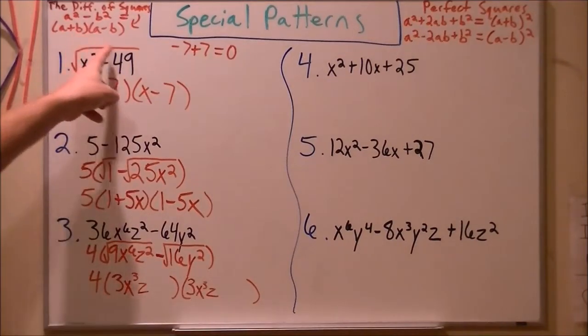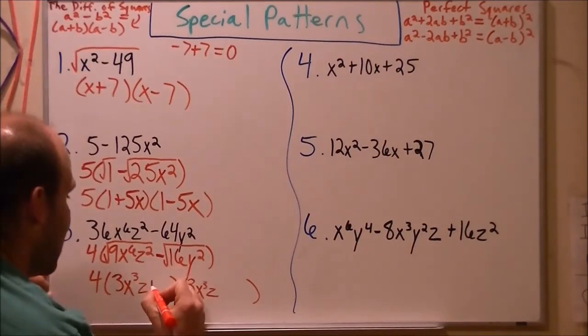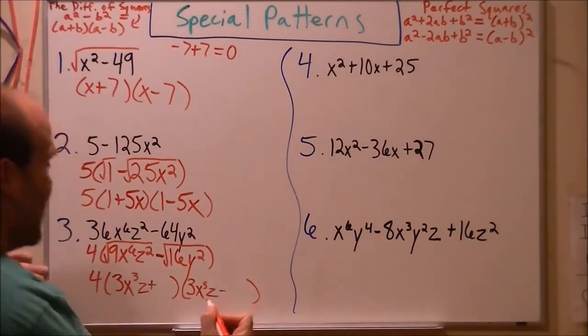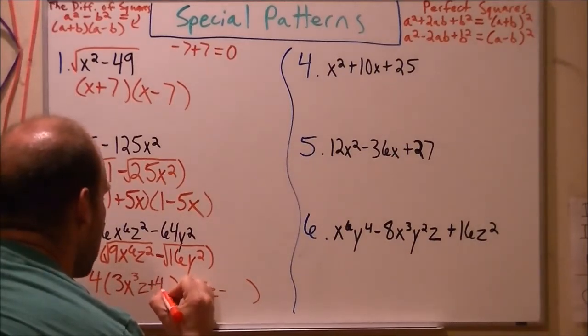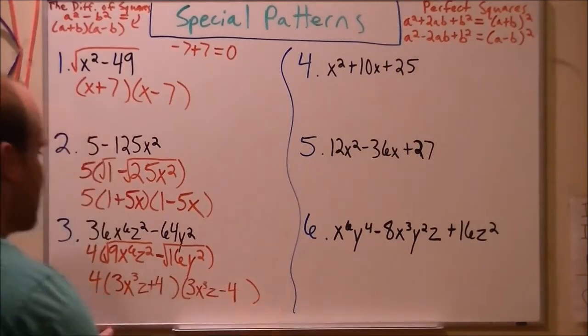And because of my shortcut rule, I put a plus sign after the first one and a minus sign after the second one. That's my formula. Now I square root the second term. What's the square root of 16? Or what times itself gets me to the number 16? That's the number 4. Because 4 times 4 is 16.